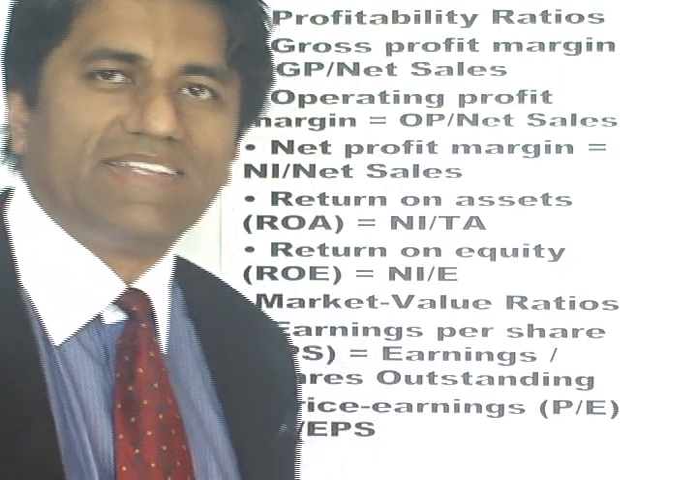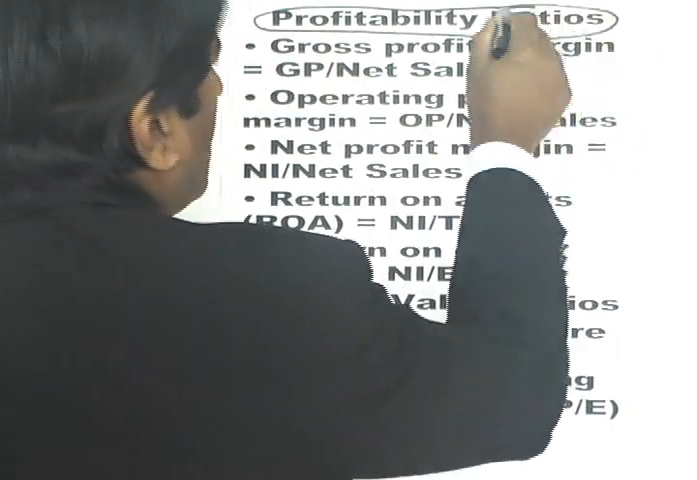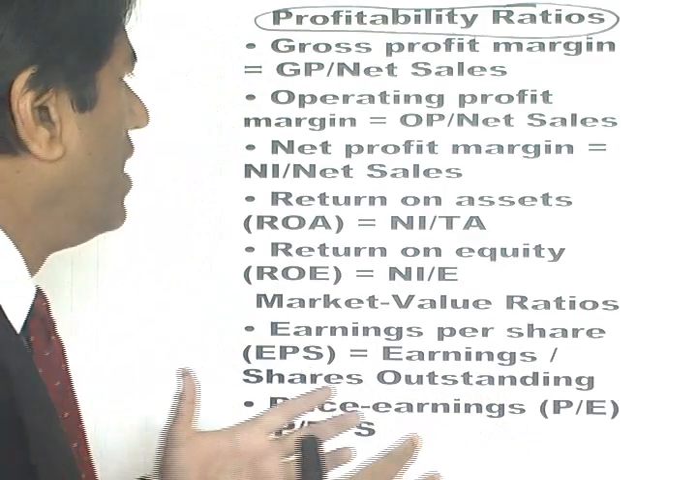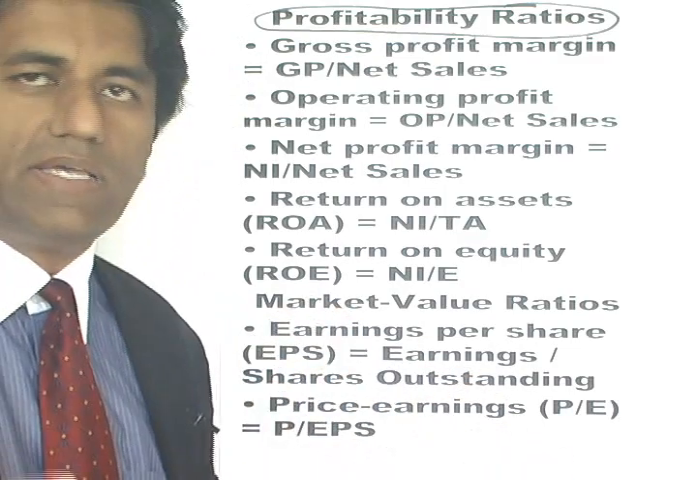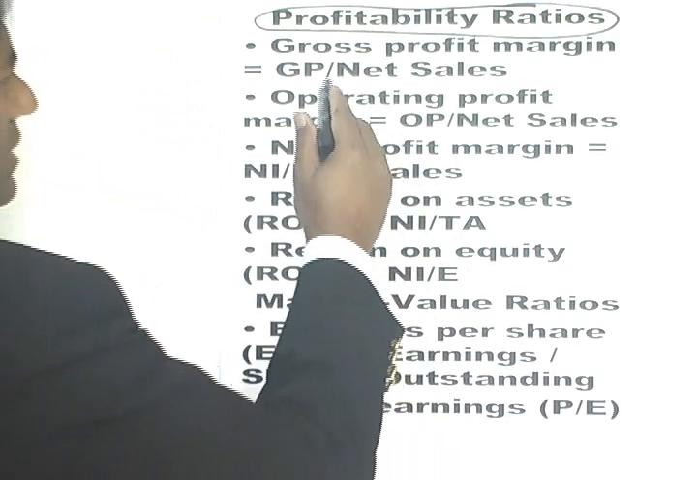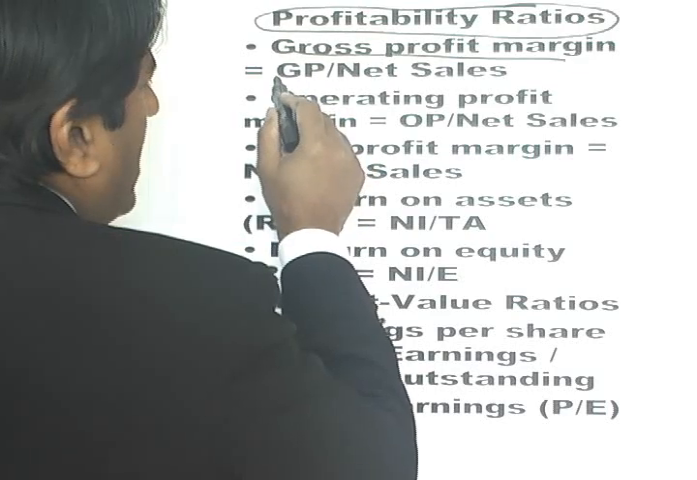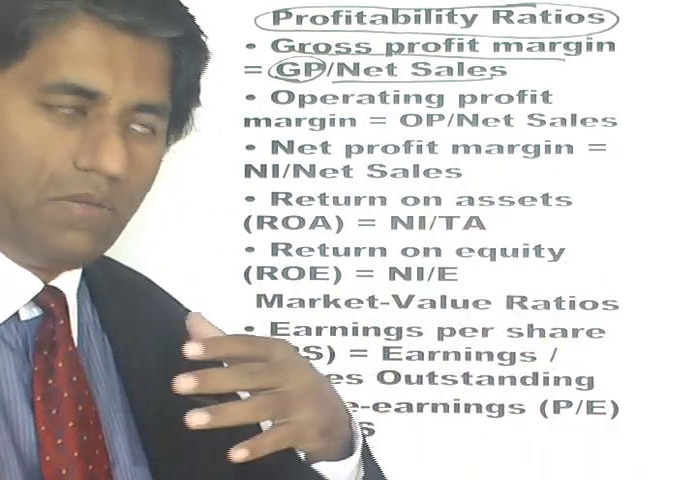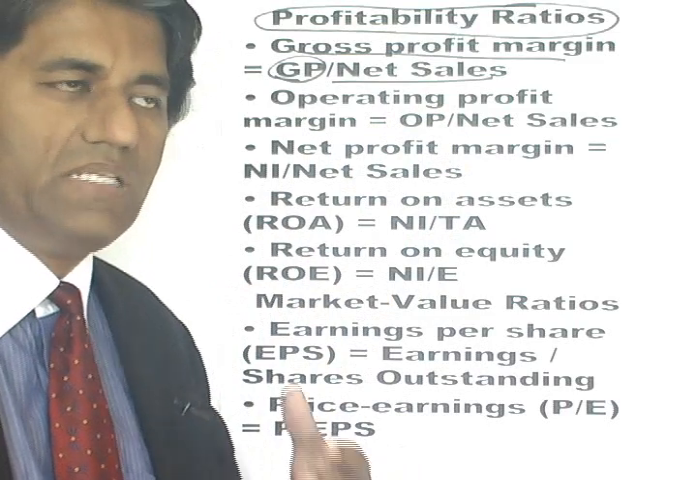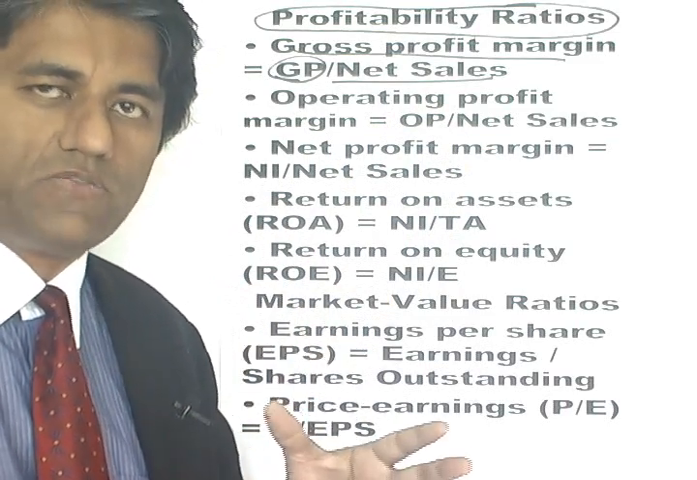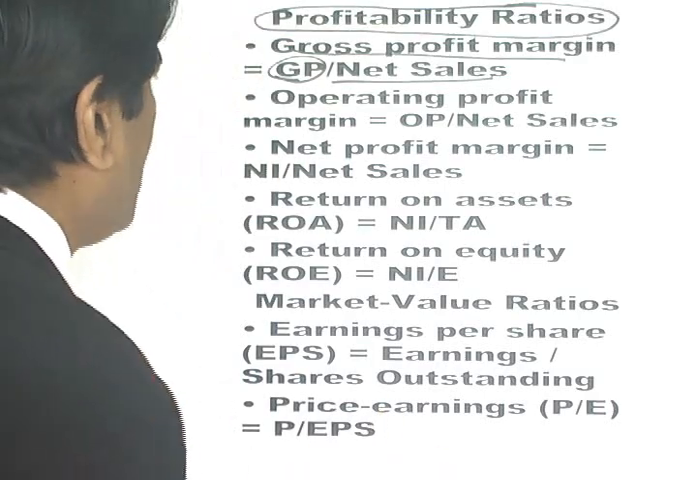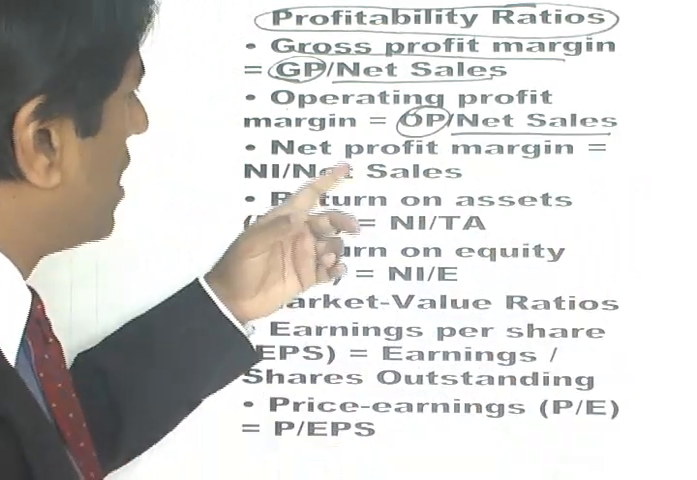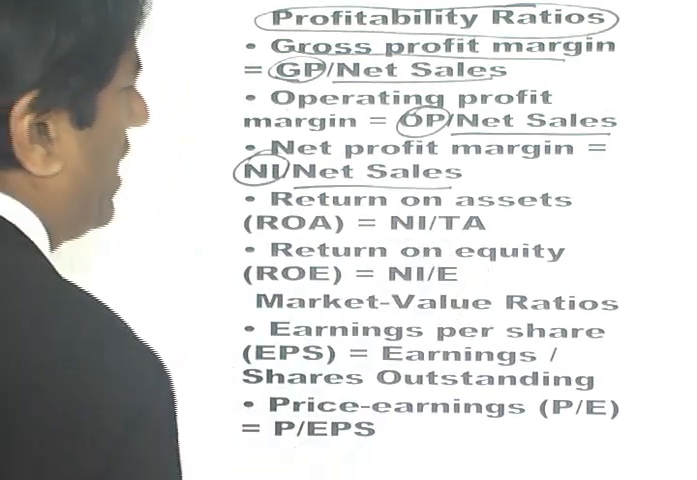The next set of ratios are the profitability ratios. And these ratios measure how much profit the firm is making relative to sales or assets. Now, the first one is the gross profit margin, which is defined as gross profits divided by net sales. The higher this gross profit margin is, it means that the firm is being able to generate more profits for a given amount of sales, so that's a good thing. Operating profit margin is operating profit divided by net sales. Net profit margin is net income divided by net sales.